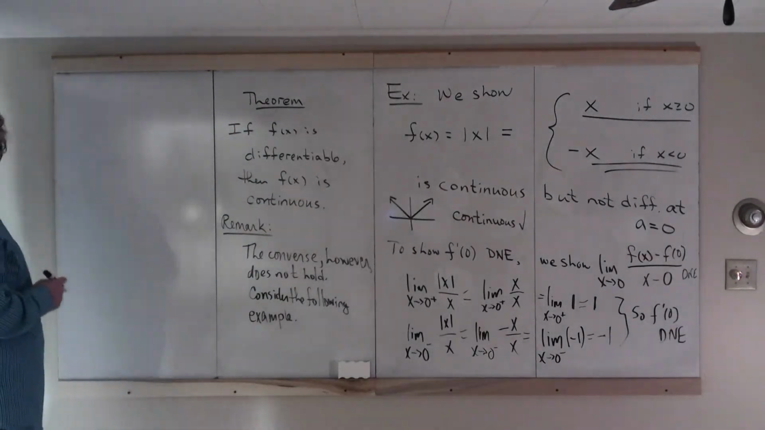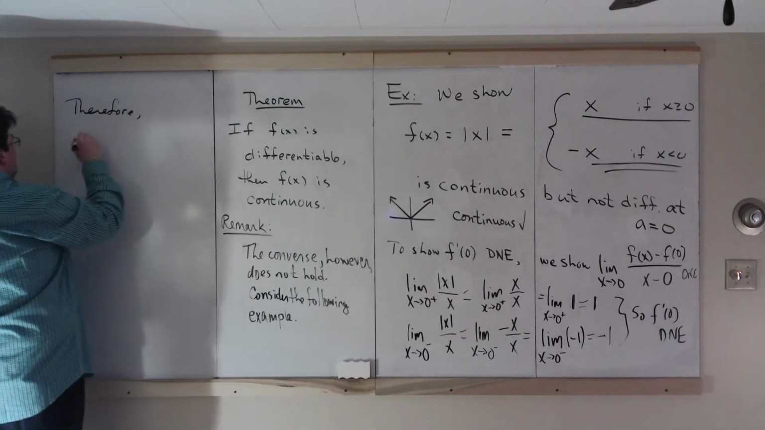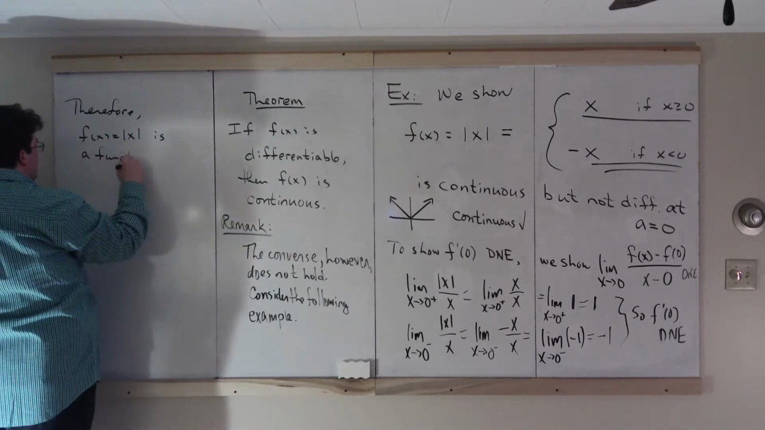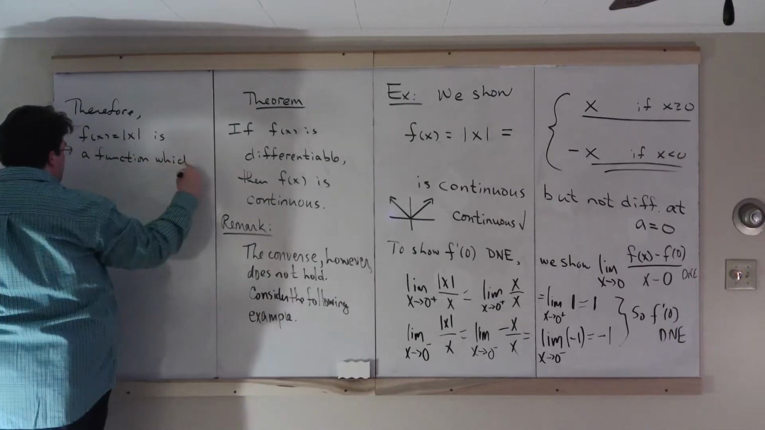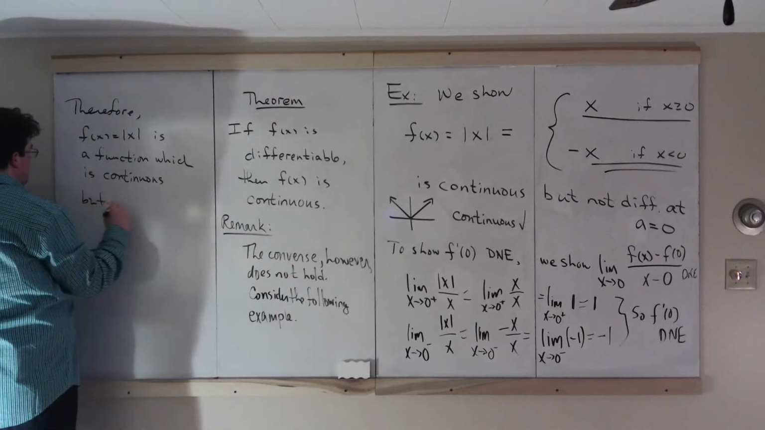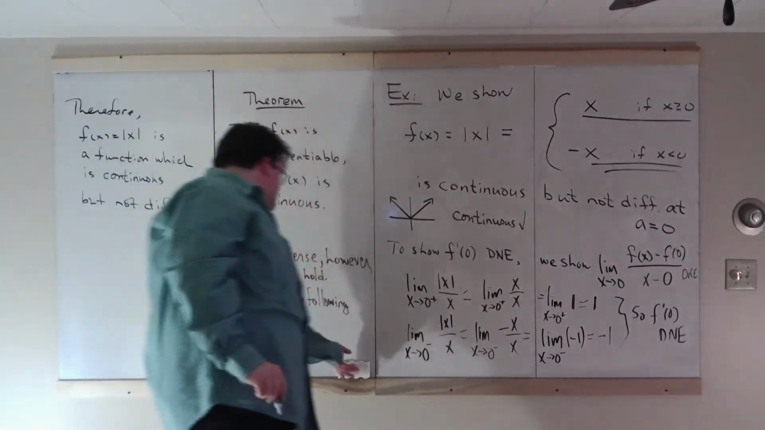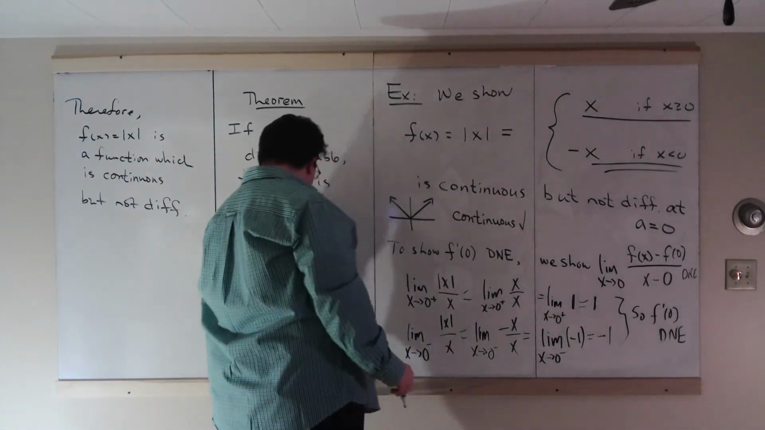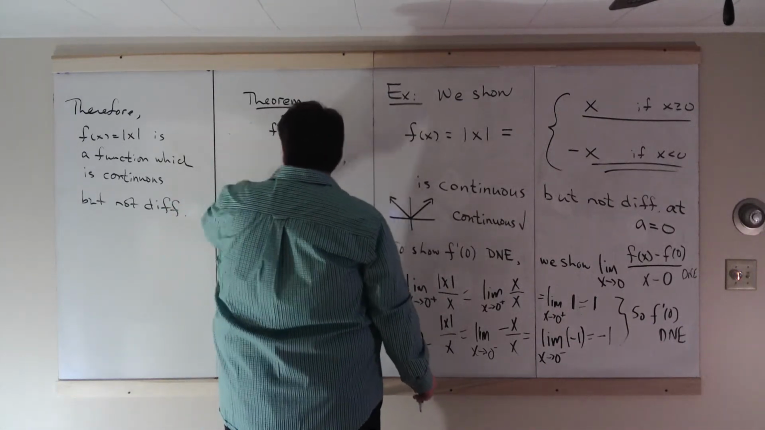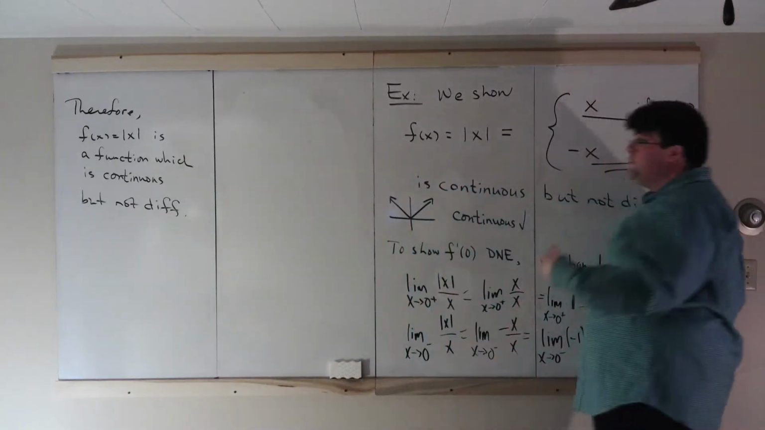So what should I write about that? So I'll just say, therefore, f of x equals absolute value of x is a function which is continuous but not differentiable. And why is it not differentiable? Well, it's not differentiable because it's not differentiable at zero. The derivative needs to exist everywhere for it to be differentiable. And in this case, all we needed was one bad point.